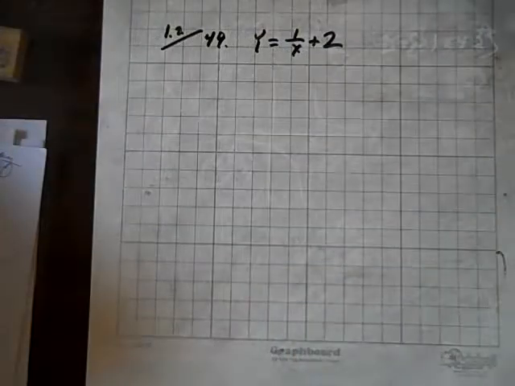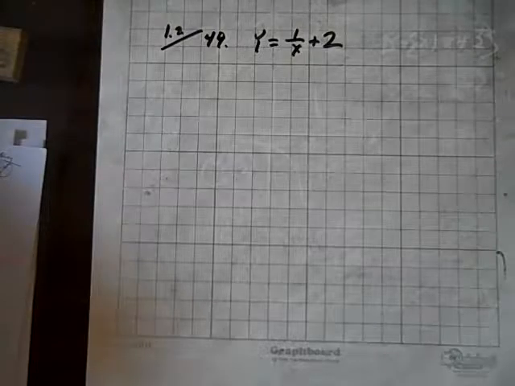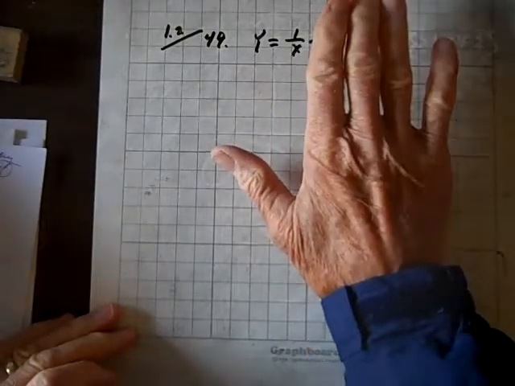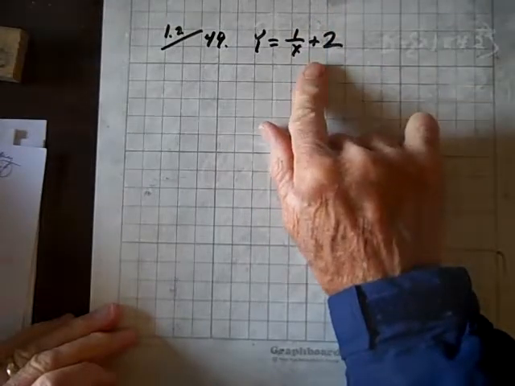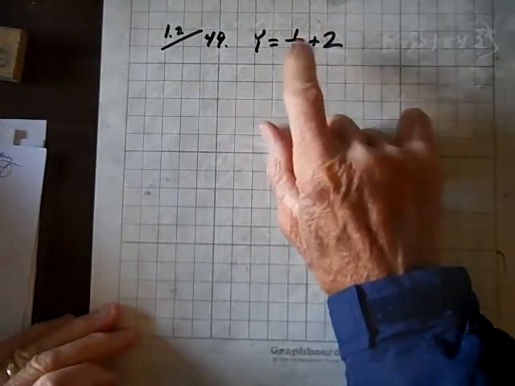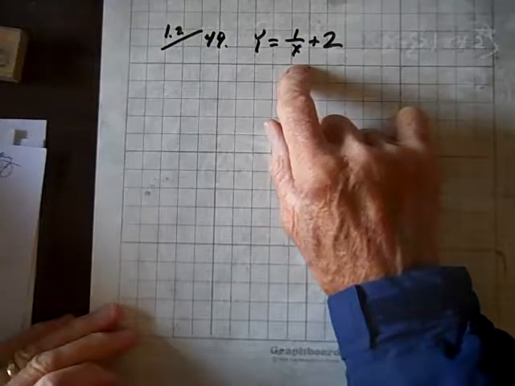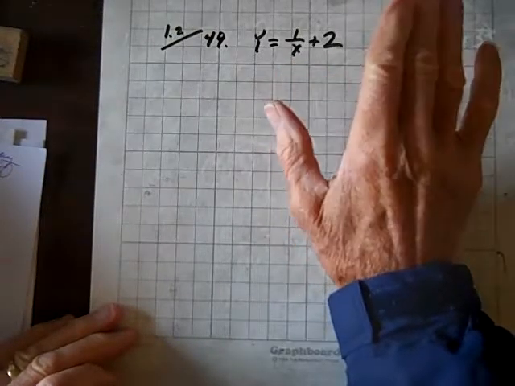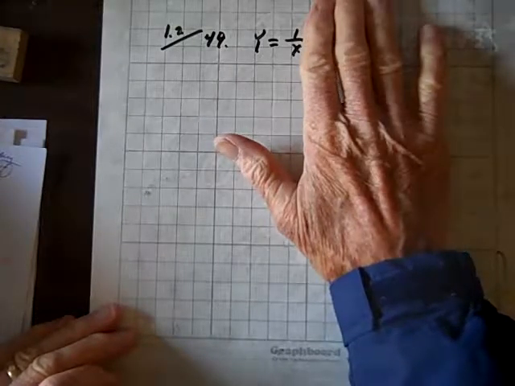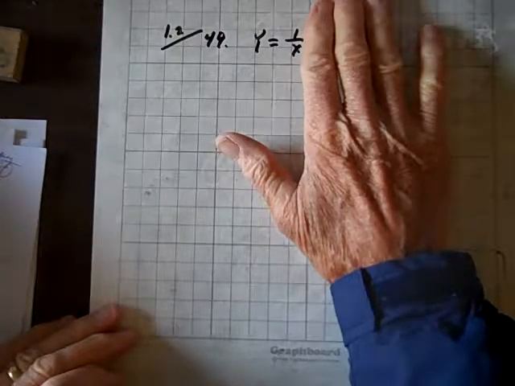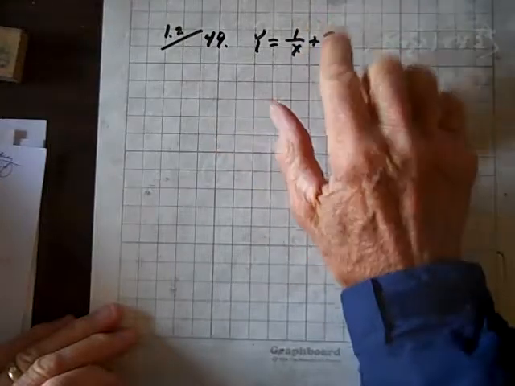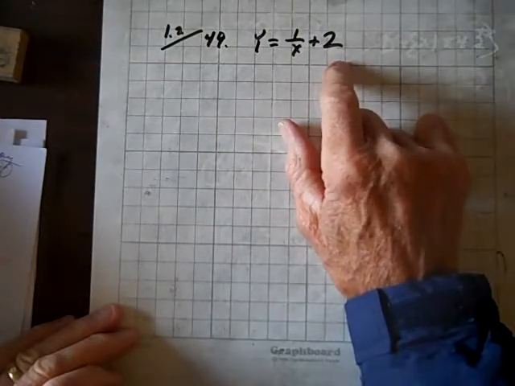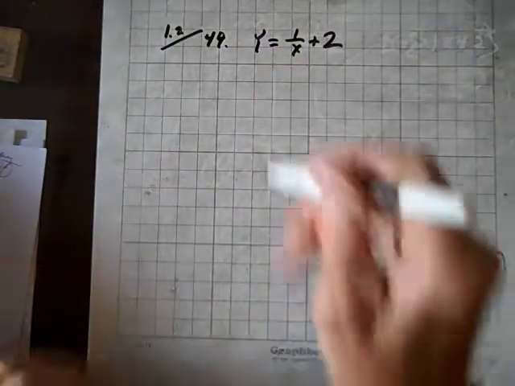Well, this is question 49, and we're asked to graph this. And we know the domain's all reals but 0, because that denominator, we can't let x be 0. Division by 0 is undefined. Also, we know if it wasn't for that 2 there, the horizontal asymptote would be 0. When we add 2 to that, that raises that horizontal asymptote up 2 units to 2.